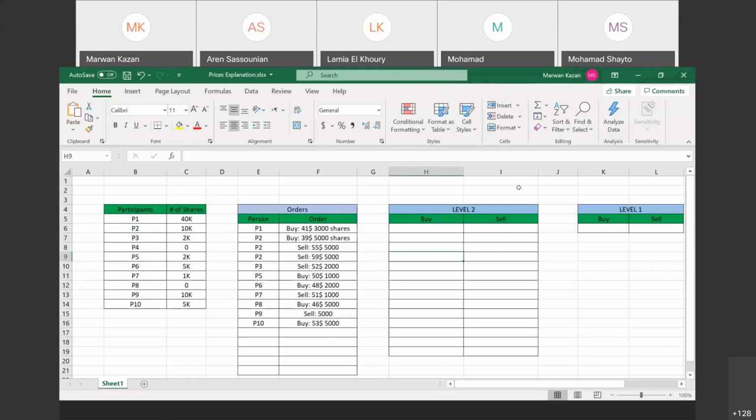Okay, so let's start. And here are the orders. As we said before, we talked about orders. Every person is sending his own order, and we're gonna explain them. These are in increasing order of time. So person one sent this before person two. Person two sent this before, again person two, but another order. We have level 2 and level 1.